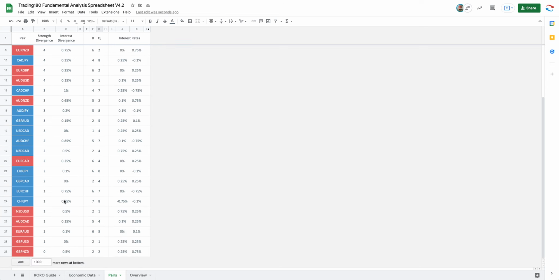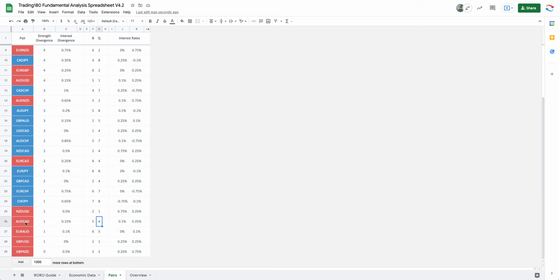So also something to be aware of, which is not necessarily on the sheet, is it doesn't mean that, for example, you might have a currency like, let's say, Aussie CAD. Aussie CAD are ranked, the strength divergence is 1, meaning that there's only a divergence of 1 between 5 and 4, the Australian dollar being number 5 and the Canadian dollar being number 4. Now, one of the things that you have to look towards is who is the central bank that is looking to hike, hold, or cut rates.